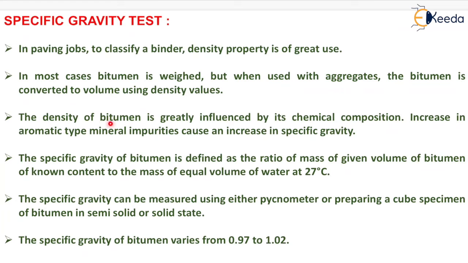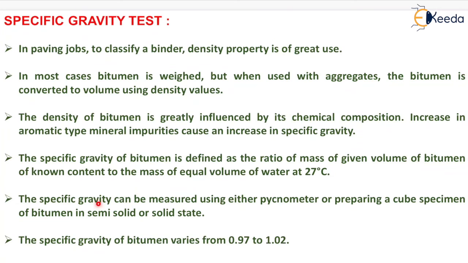The density of bitumen is greatly influenced by its chemical composition. Increase in aromatic type mineral impurities cause an increase in specific gravity. The specific gravity of bitumen is defined as the ratio of mass of given volume of bitumen of known content to the mass of equal volume of water at 27 degrees Celsius.